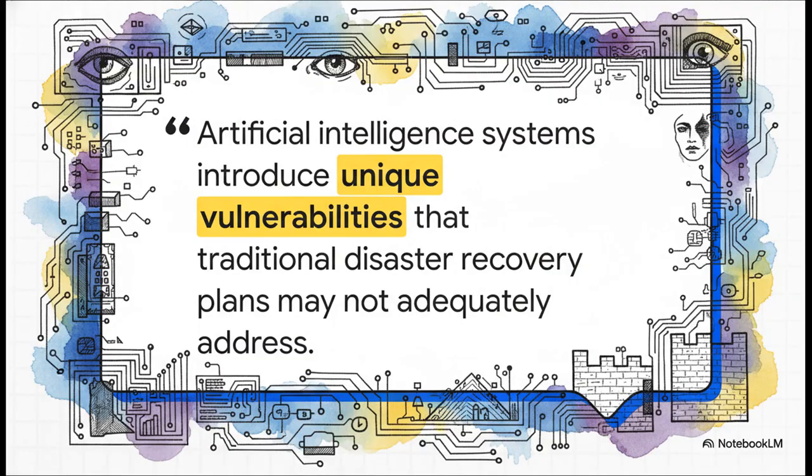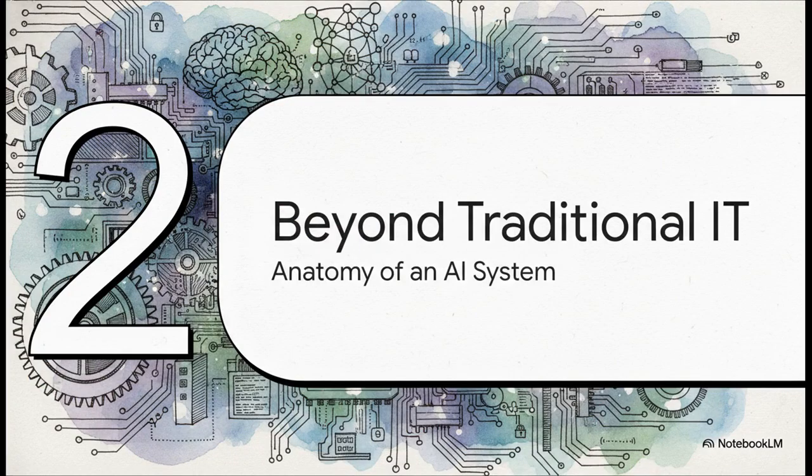Yeah, and that's the whole crux of the problem. AI systems are built differently, they behave differently, and that means they introduce these really specific, unique vulnerabilities that your current DR plan probably doesn't even know exist. So you're probably asking, okay, what is so different about them? To really get it, we've got to pop the hood, you know? Let's take a look at the actual anatomy of a modern AI system and see what makes it tick.